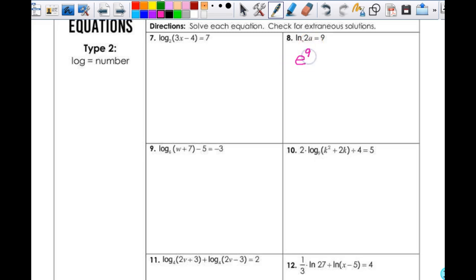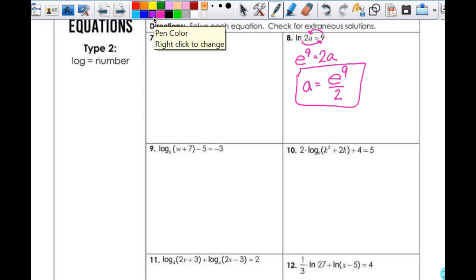The 9th power, because it's the base to the 9th power equals 2A, right? And we're trying to solve for A, so what do we do? Divide by 2. So A equals E to the 9th divided by 2. And that's it. Everybody good with that? You do not estimate it at 2.7 and try and come up with some stupid number, that's just wrong and makes no sense. Okay? All right. So then let's look at number 9.